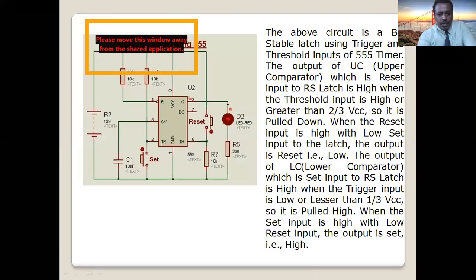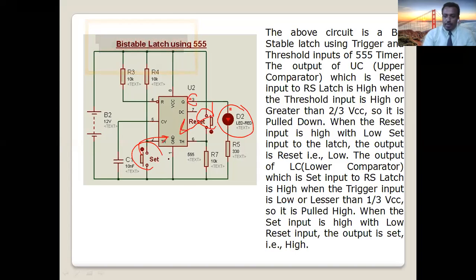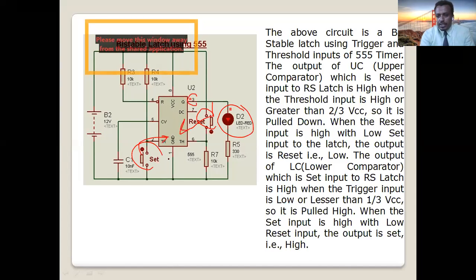To change this output, this is pin number 3, right? To change it on or off, we have to apply external set and reset inputs, pin number 6 and pin number 2 inputs, right? It's bistable. It does not change state unless you give trigger or threshold. That's bistable. The opposite to that is astable.